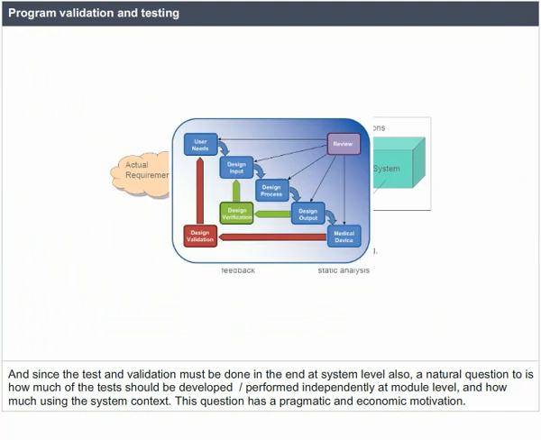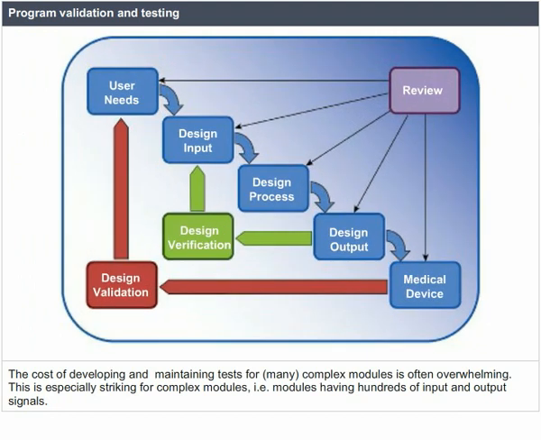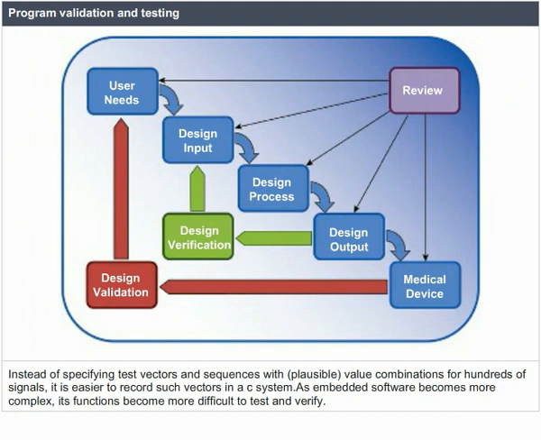The cost of developing and maintaining tests for many complex modules is often overwhelming. This is especially striking for complex modules, that is, modules having hundreds of input and output signals. Instead of specifying test vectors and sequences with plausible value combinations for hundreds of signals, it is easier to record such vectors in a C system.